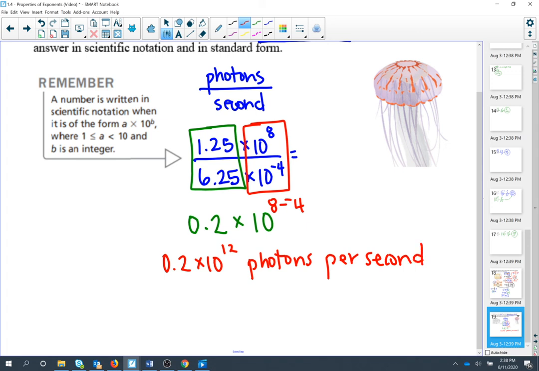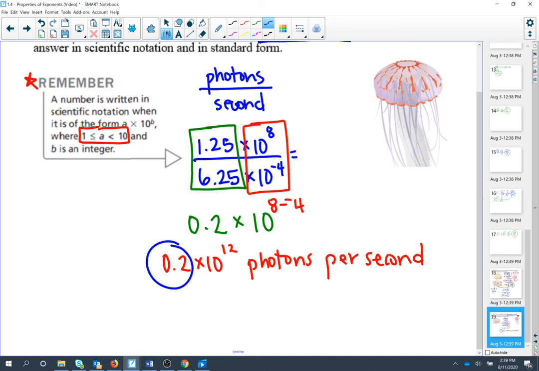And now I'm going to go over here. There's a little reminder about scientific notation. A number is written in scientific notation when it is of the form a times 10 to the b, where a has to be a number between 1 and 10. Okay, take a look at this. Is that a number between 1 and 10? And the answer is no.